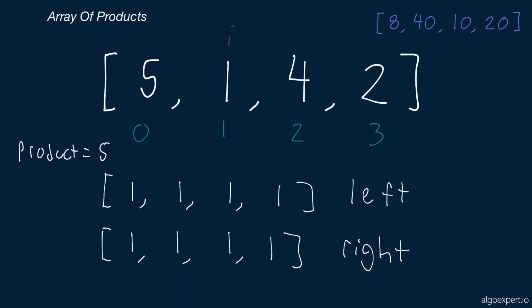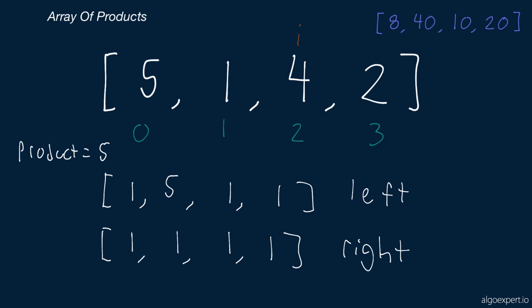So just like before, what we're going to start by doing is inserting whatever the previous product is into the left array at whatever position I is. So in this case, at position 1, we're going to put the previous product, which is 5. Now we're going to multiply the product by whatever the value is at I. In this case, it's 1, so the product stays the same. And then we're going to move I over.